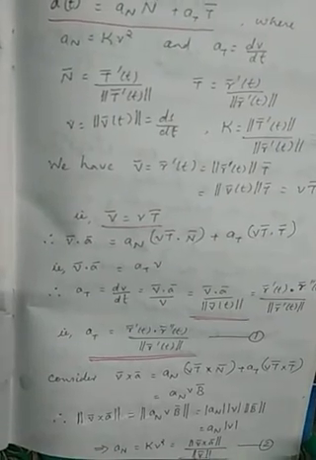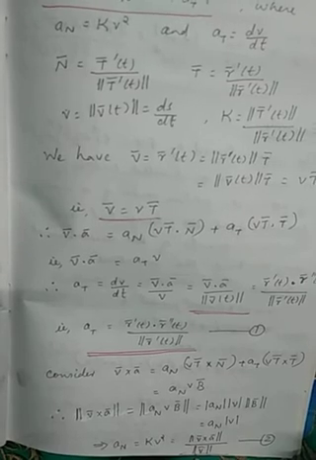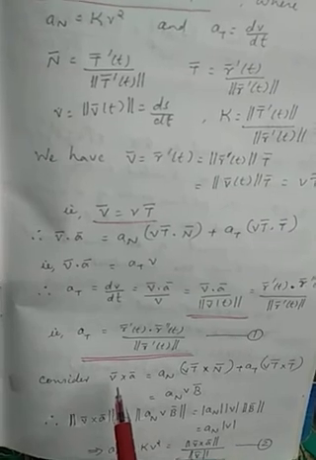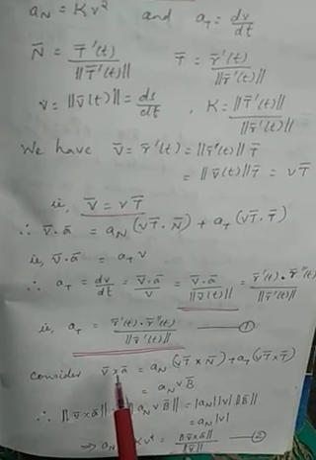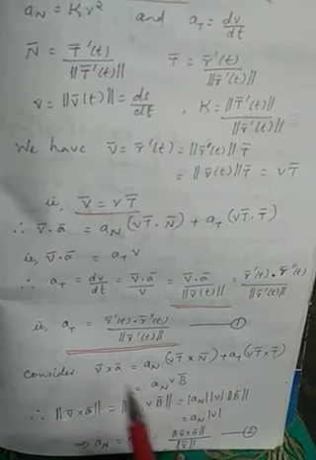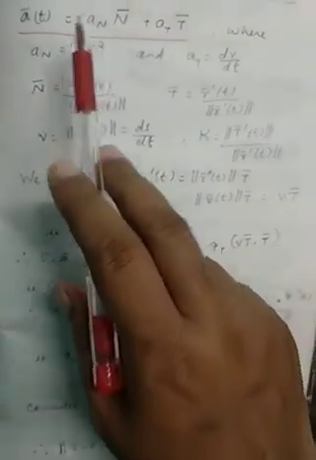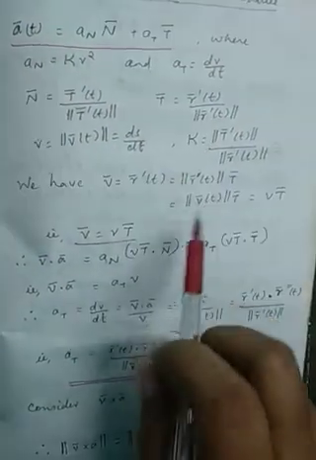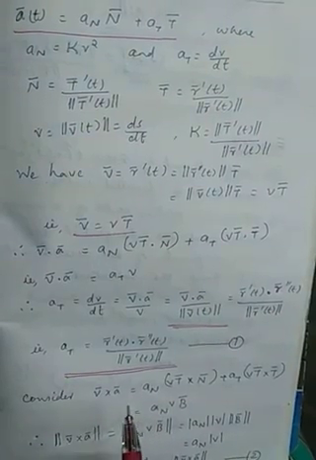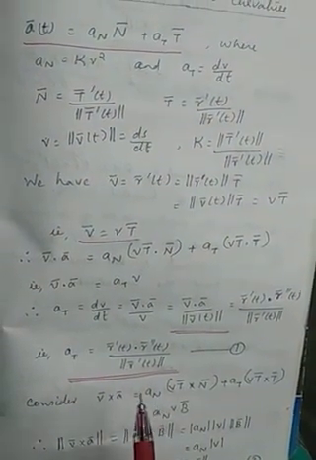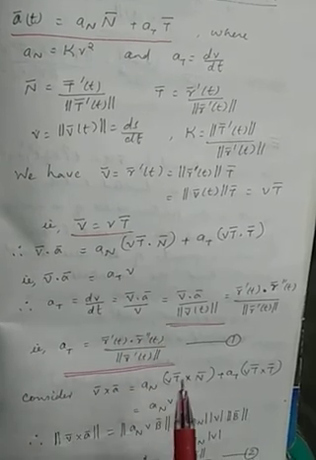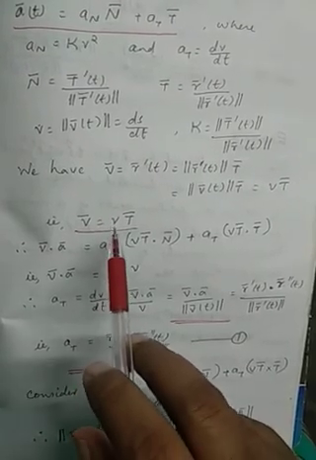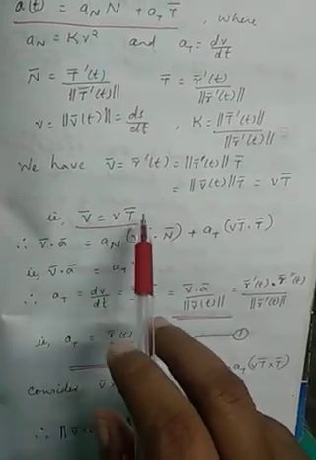Next, we have to find the normal component of acceleration, that is An. For that, we find the cross product V cross A. We have vector V is equal to V into vector t, and vector A is equal to An into vector n plus At into vector t. So here we take the cross product. V cross A is equal to, what is vector V? Vector V is equal to V into vector t.